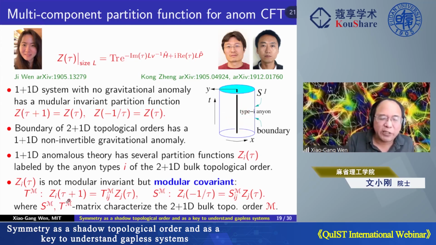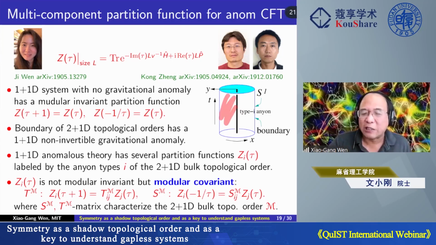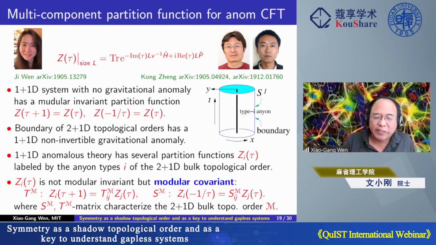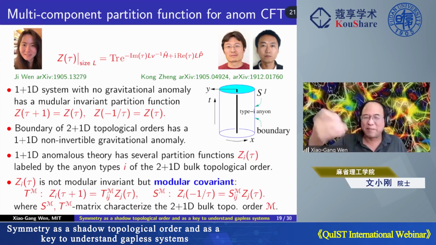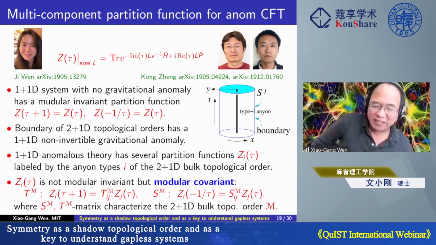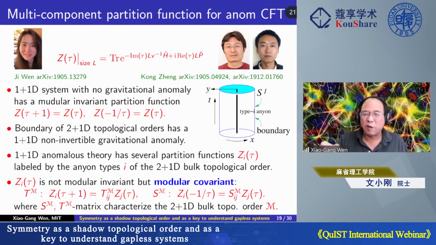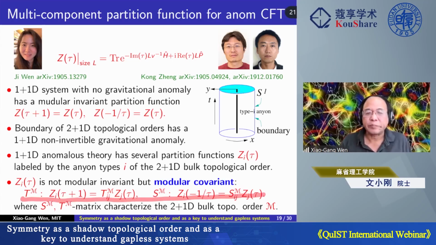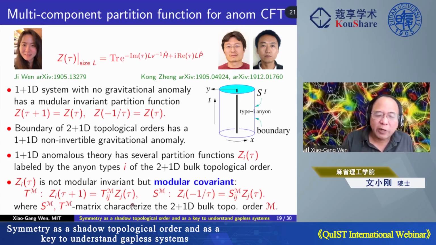So in some sense, this multi-component partition function and the degenerate ground state wave functions on the torus are directly connected. And we know that the degenerate ground states on the torus transform under modular transformations by the S and T matrices. So from here we can understand, or at least believe, that this multi-component partition function also transforms in the same way in terms of the ST matrix characterizing the bulk topological order. So this is another key result: the multi-component boundary partition function is determined by the ST matrix of a bulk topological order.